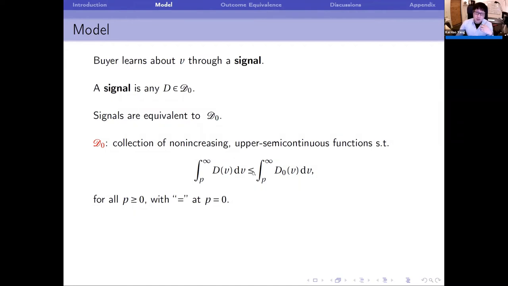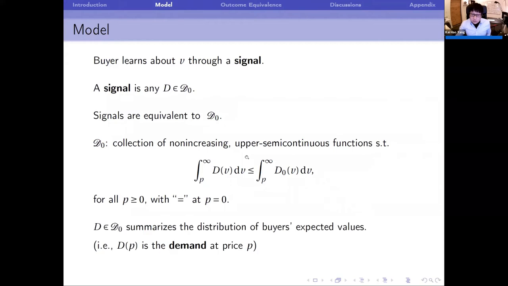Now this representation is convenient because remember I started with tracing the marginal distribution of the interim expected value and then represent the entire signal by just that distribution. This means that any signal, now called D in script D naught, summarizes the distribution of the buyer's interim expected value. And because of the way I'm defining D, D of P is the probability that the buyer has an interim expected value that's above price P. So a signal is also itself a demand of the buyer under that signal. So now I'm using the buyer's demand to represent the buyer's signal. And where does the signal come from? Well, it comes from the intermediary.